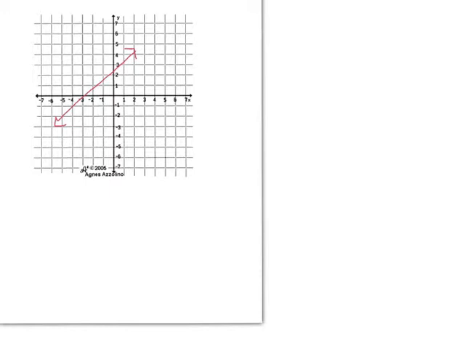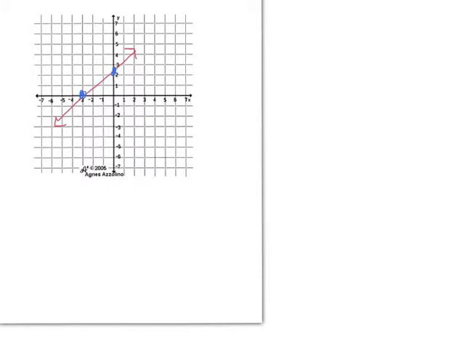We're going to look at this point right here and this point right here. Whenever you're writing a function or a rule from a graph, you want to be able to identify 2 points for a line that are really easy to label.